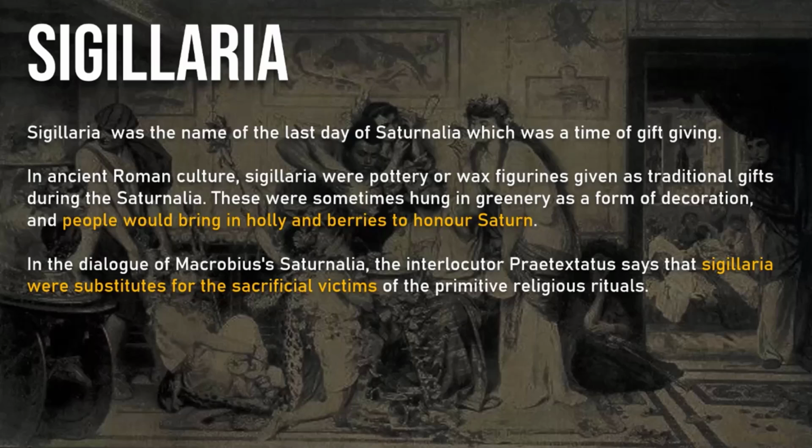In the dialogue of Macrobius' Saturnalia, the interlocutor, I can't pronounce that, Praetextatus, says that sigillaria were substitutes for the sacrificial victims of the primitive religious rituals. So if you look at some of the worship of Saturn in the old world, and he went by different names, another name for Saturn was Dagon, they used to actually offer human sacrifice. So one of the old ways they used to practice this solstice celebration, and this wasn't the solstice celebration everywhere that celebrated Saturn, it was just some areas.